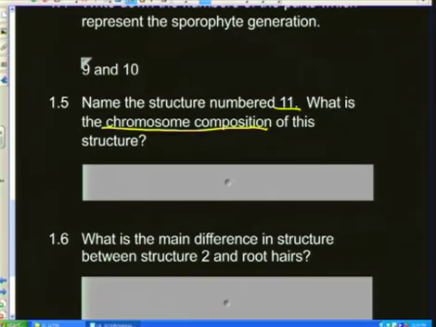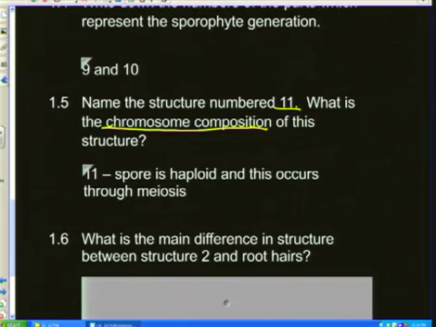So, let's have a look if we got this right. Spore and haploid, and it occurs during meiosis. Let's see. Okay, so it is a spore, 100%. Then it's haploid. I'm thinking I'm getting it right. And the last one went through meiosis.